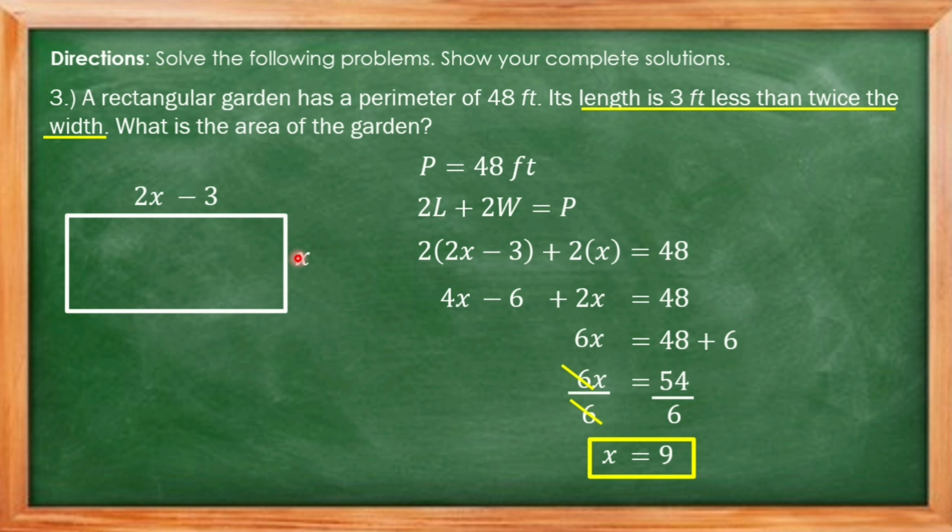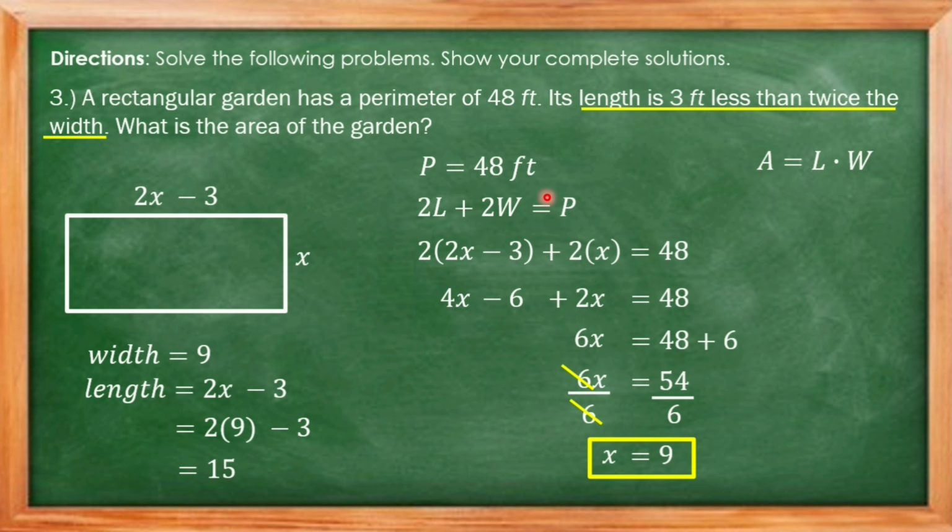Okay, so, since na-represent natin yung width natin as x, so therefore, ang width natin ay 9. And then yung length natin, which is yung 2x minus 3. So, papalitan lang natin itong x ng 9. Yun ang magiging length natin. So, 2 times 9 minus 3, it's 18 minus 3 is equals to 15. Let's find out now the area of the garden. So, the formula of area is equals to length times width. So, i-multiply lang natin yung nahanap nating length and width. So, 15 times 9 is equals to 135 square feet. So, yan po yung area ng rectangular garden.